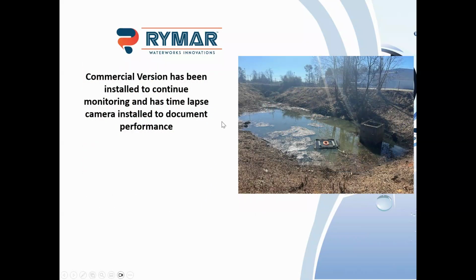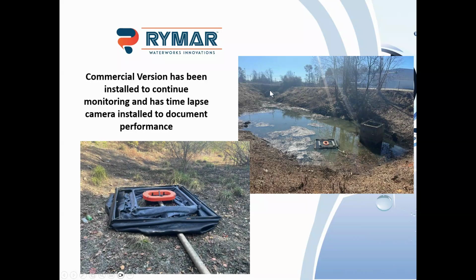Since then, we have installed our commercial version. This is the pond where we did the prototype. You can see it's a pretty big pond with a lot of stuff floating around in it. This is the skimmer and filter once it is drained down. This is using our current 4-inch skimmer version, and this is pretty close to the commercial version of the filter that we plan to have available.